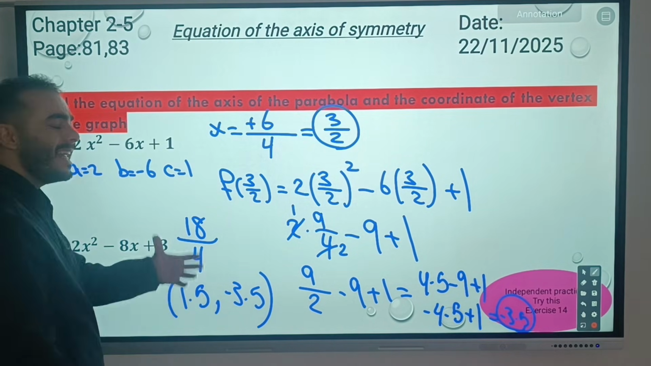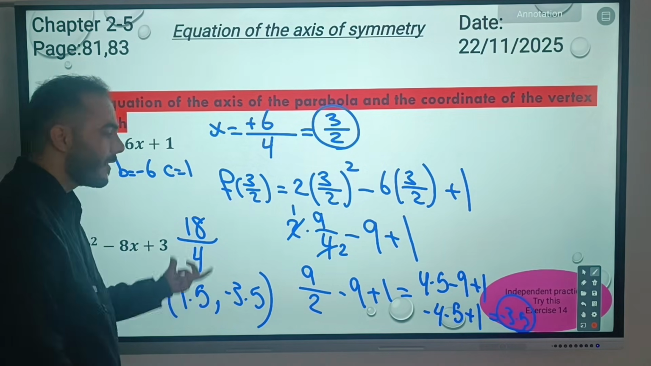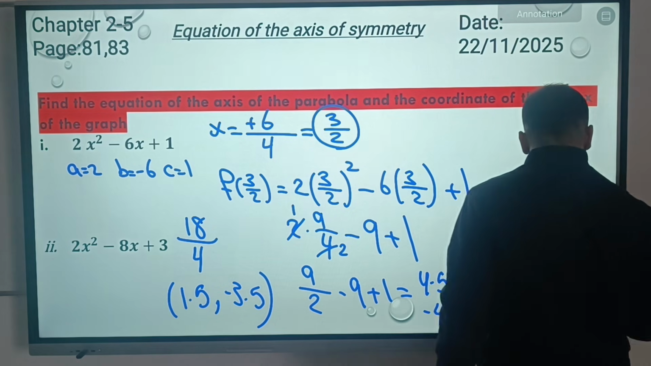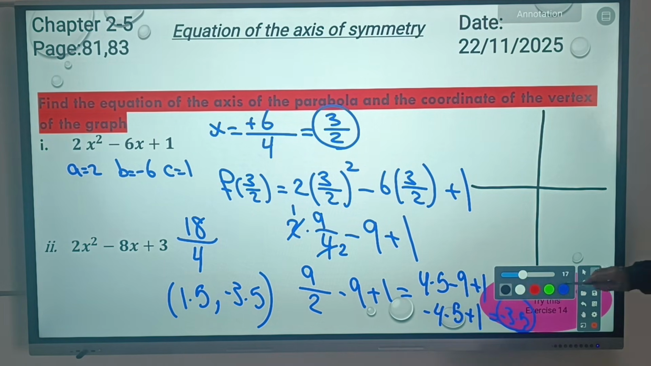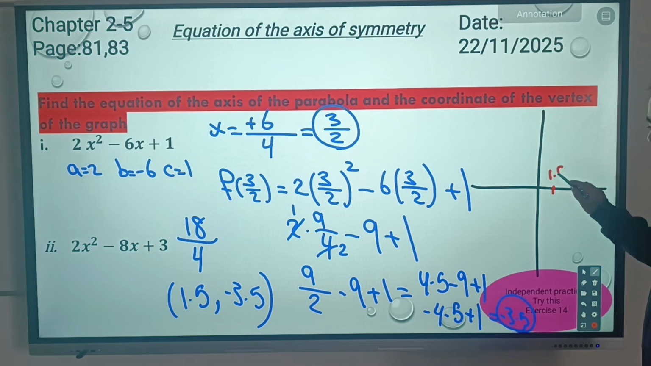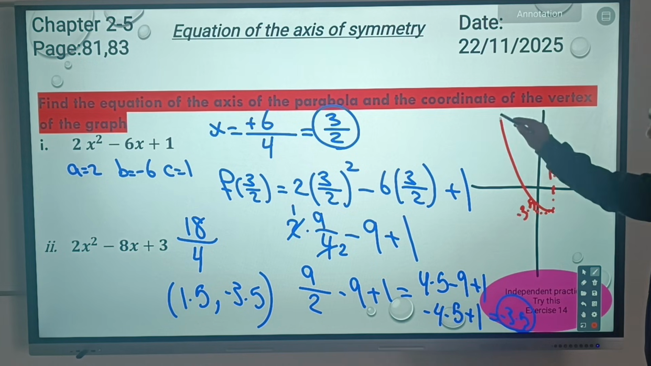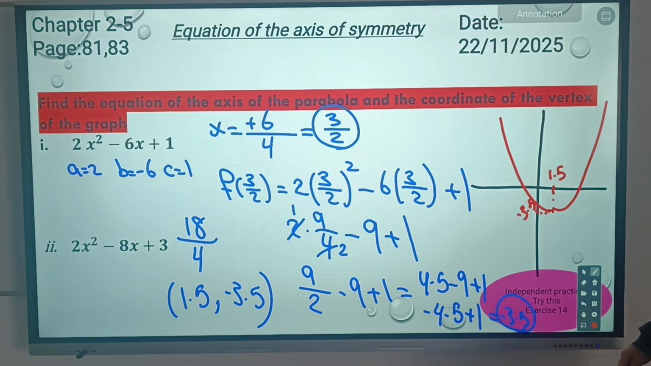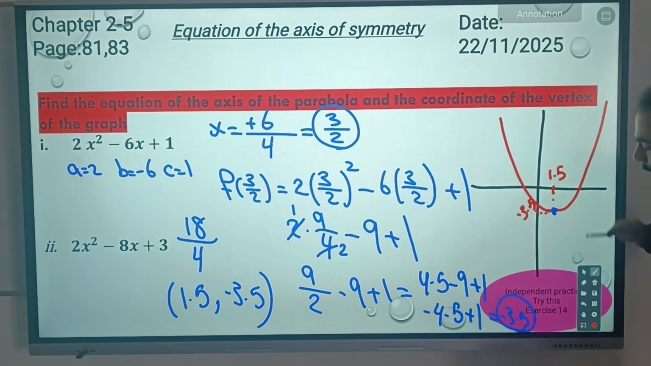So in case I ask you, or if your teacher asks you to graph that parabola, it's very easy. We are going to draw a coordinate plane. Let's imagine 1.5 is here. It's on the positive side, and negative 3.5, it's almost, let's say here. So the point would come to here. This is going to be the graph of the parabola, and it's what we call the vertex.